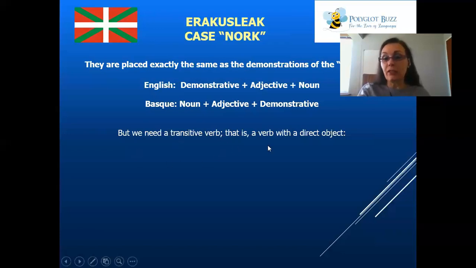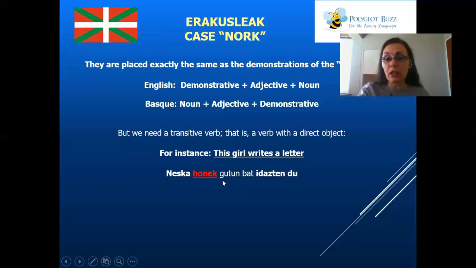So we need a transitive verb. What is a transitive verb? We saw it before. It's a verb with a direct object. Now, what is a direct object? Okay. This girl writes a letter. Neska honek gutun bat idazten du. That is in Basque, okay?